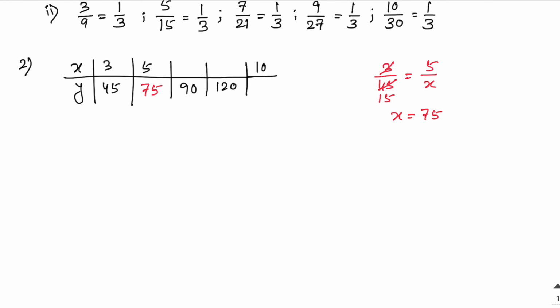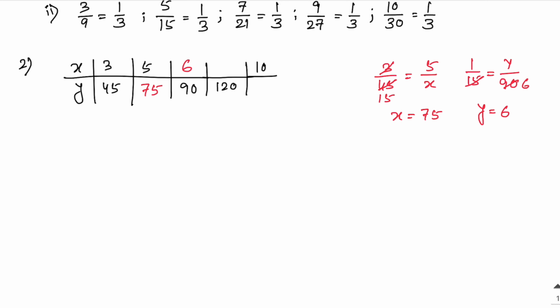Same as the next one, 3 by 45, that means 1 by 15. So 1 by 15 equals this one. Suppose this one is y by 90. So that one equals 6. So y equals 6. So write down here 6.